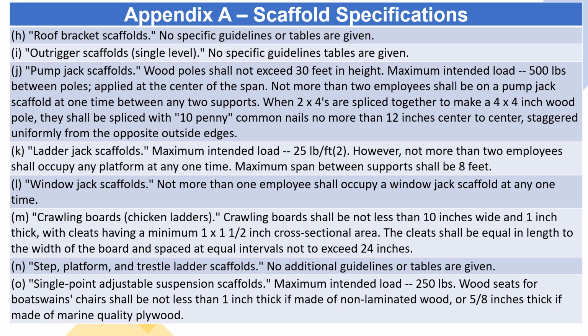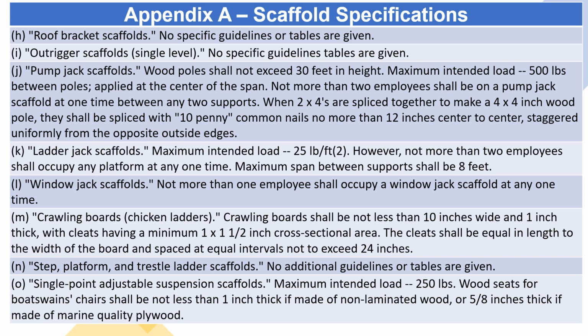K. Ladder jack scaffolds. Maximum intended load 25 pounds per foot. However, not more than 2 employees shall occupy any platform at any one time. Maximum span between supports shall be 8 feet. L. Window jack scaffolds. Not more than 1 employee shall occupy a window jack scaffold at any one time.